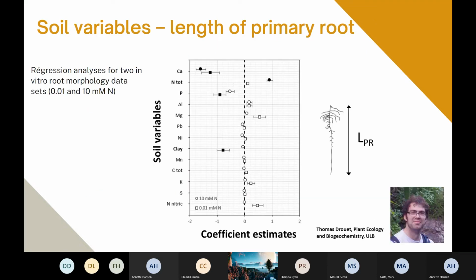Further, we also have a collaboration with Thomas Drouet from the Plant Ecology and Biochemistry Lab. As I mentioned, there has been a correlation of the soil variables, soil mineral profiles, and the root phenotypes. So we clearly see that there is some relation, and we are collaborating with Thomas to understand in more detail the regression analysis between these in vitro studies, the root morphology traits, and the soil variables, the soil mineral contents, and also the root variables.